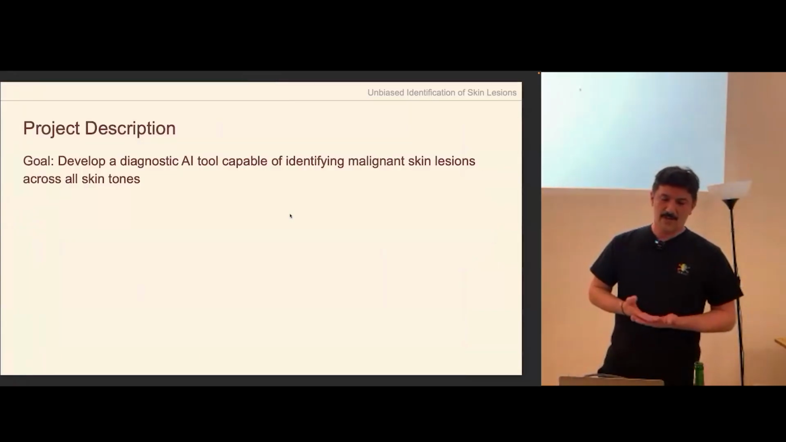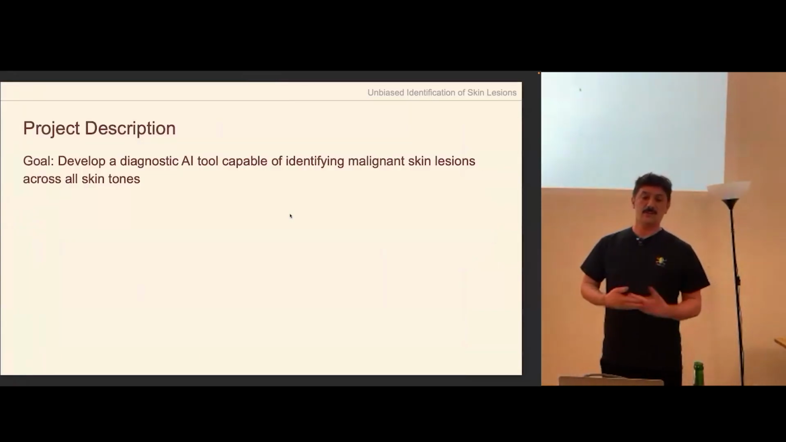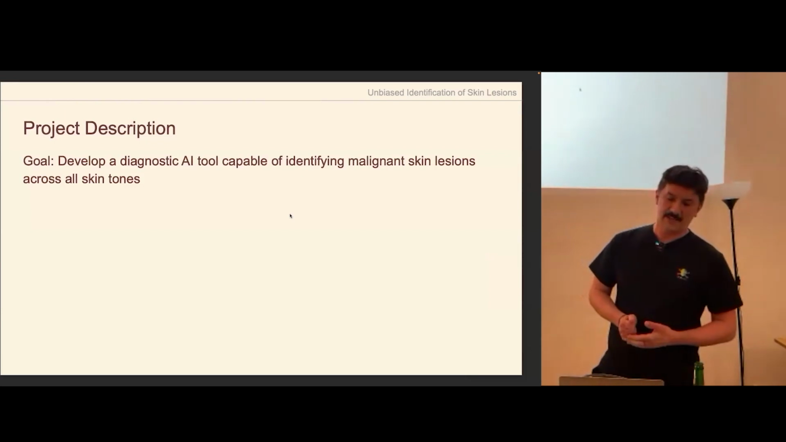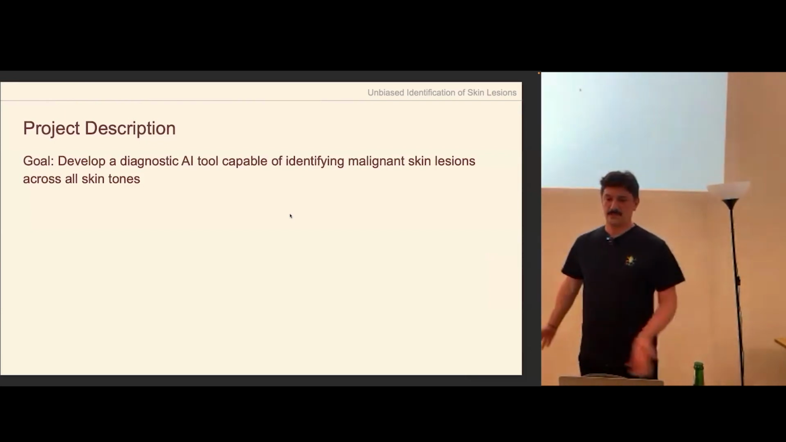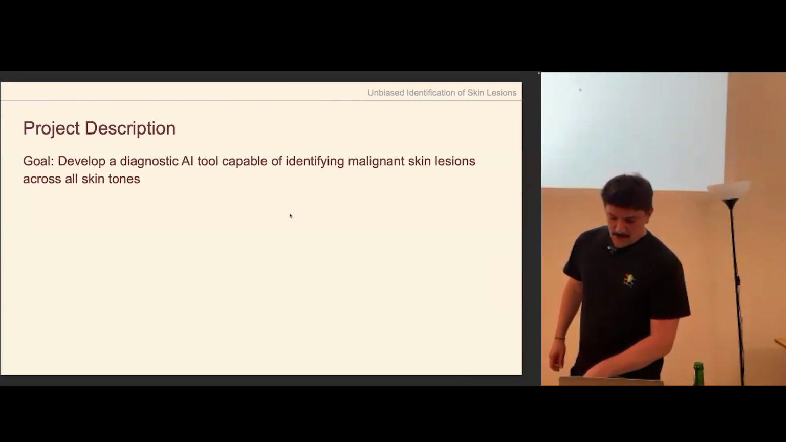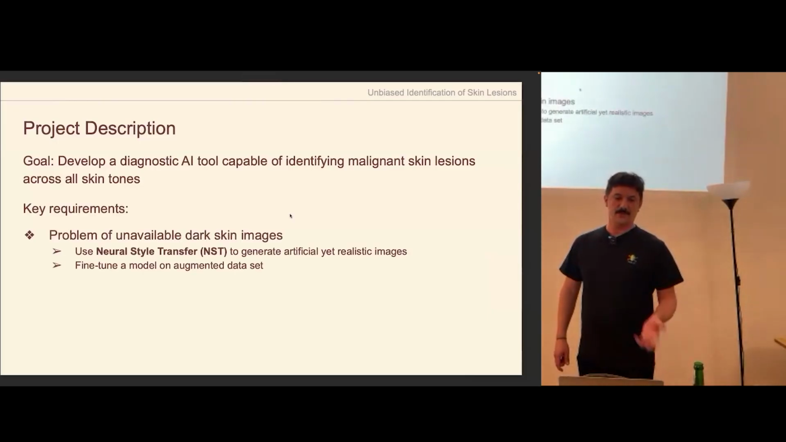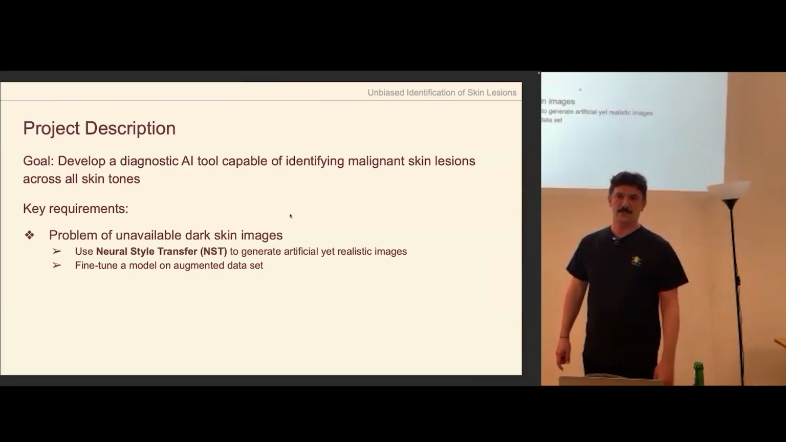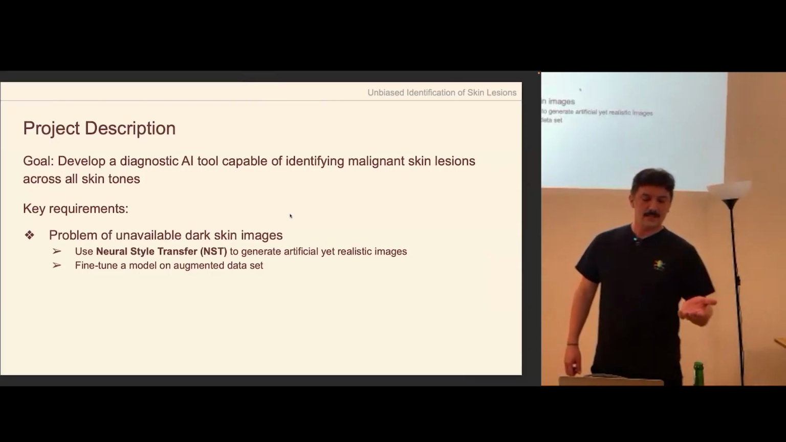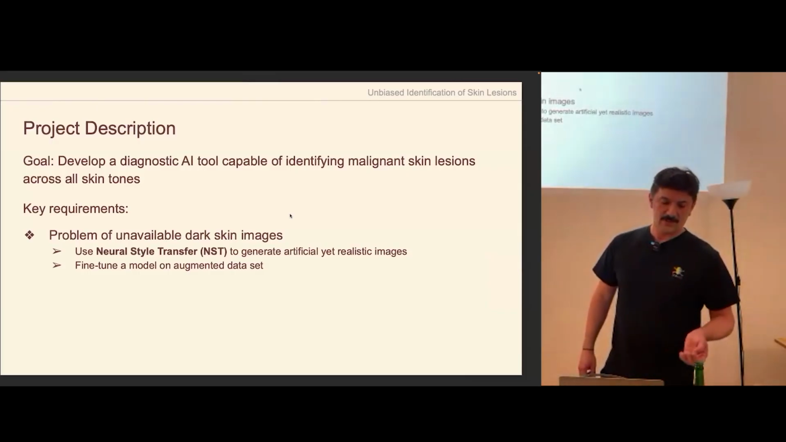So this comes now to my project. My goal is to develop a diagnostic AI tool that's capable of identifying malignant skin lesions across all skin tones. So I have 2 key requirements for my project. The first is to solve the problem of unavailable dark skin images. And for this, I use a tool that is called neural style transfer.